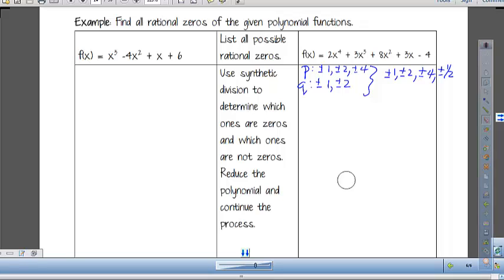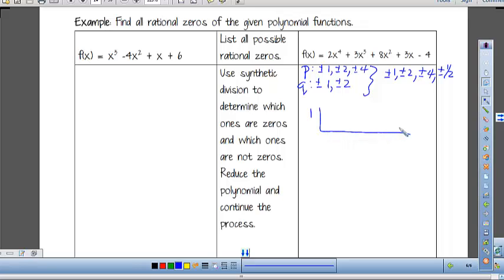Okay? So now that we've got our list, we're going to go ahead and start trying some of them. You can try some as well. I'm going to start with 1 again and hope for the best. 2, 3, 8, 3, -4. Bring down the 2. 2 times 1 is 2. We got 5. 5 times 1 is 5. Gives me 13. 13 times 1 is 13. That gives me 16. Okay, so that did not work.